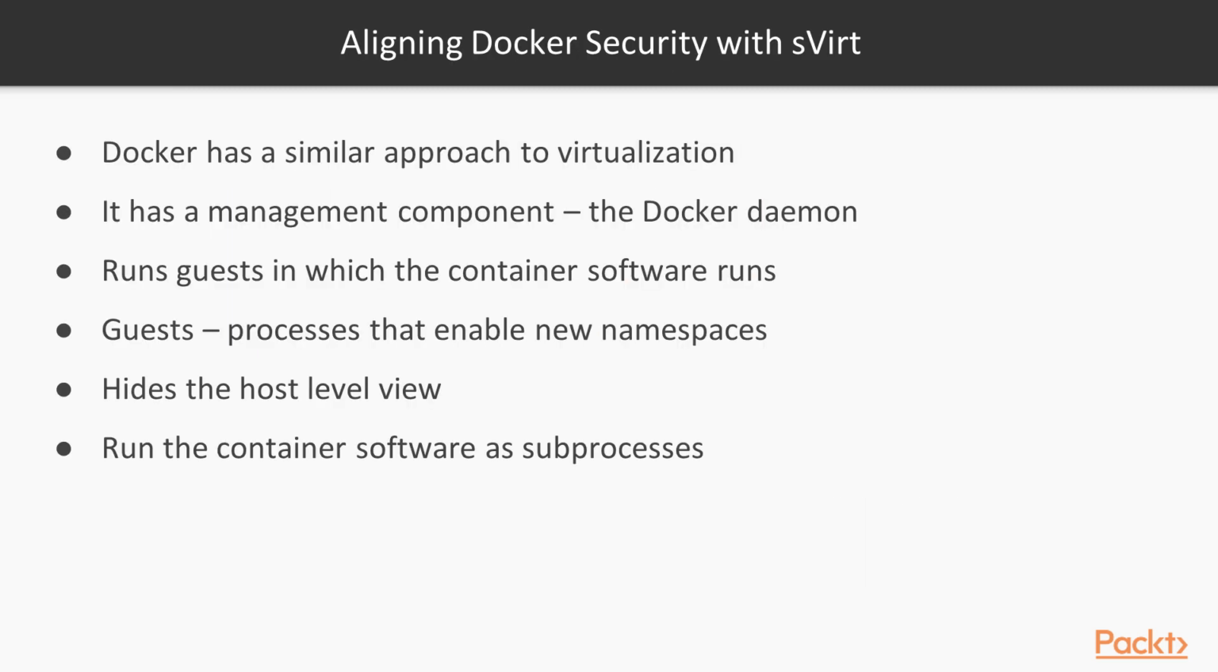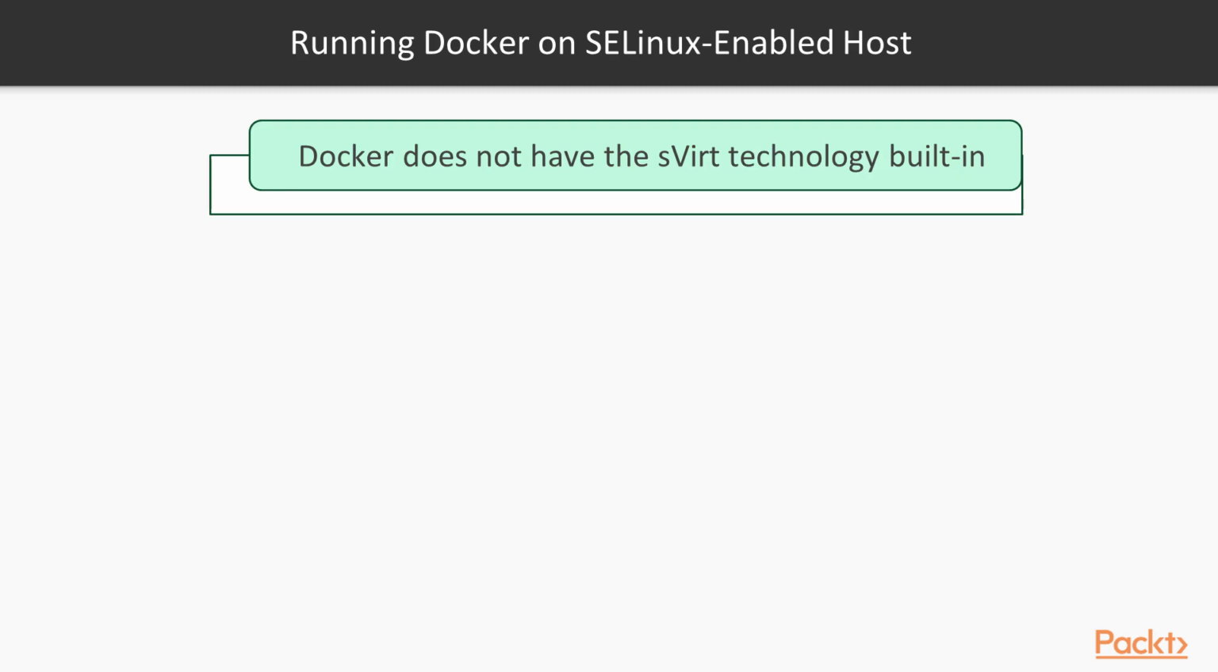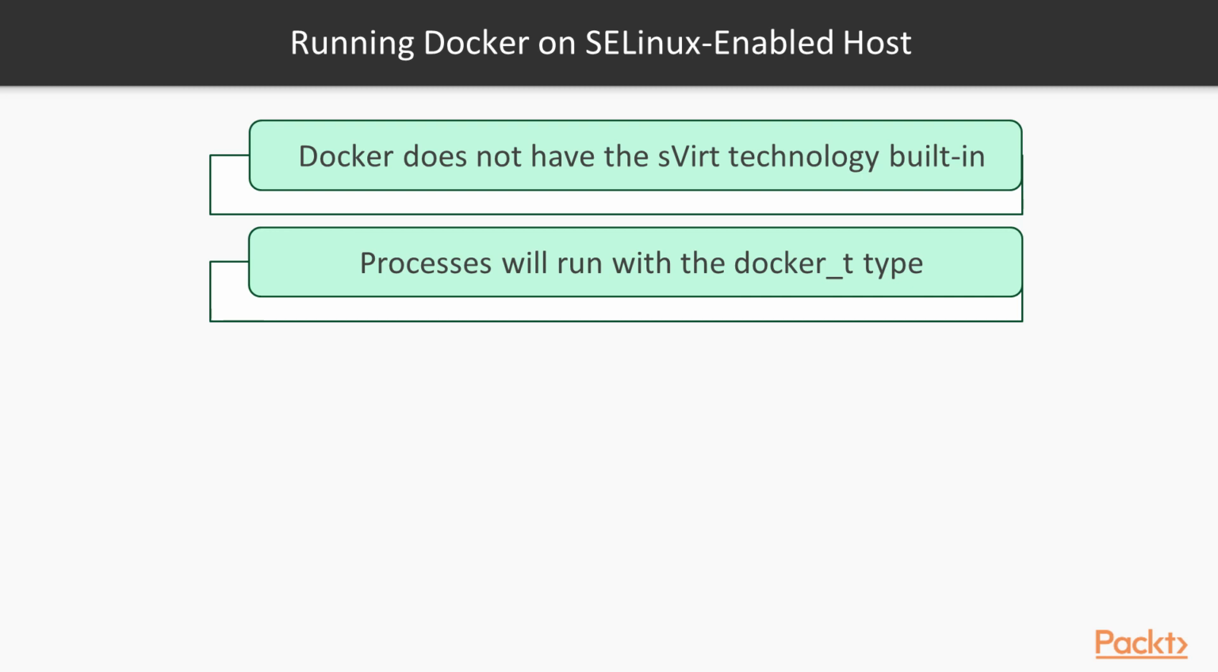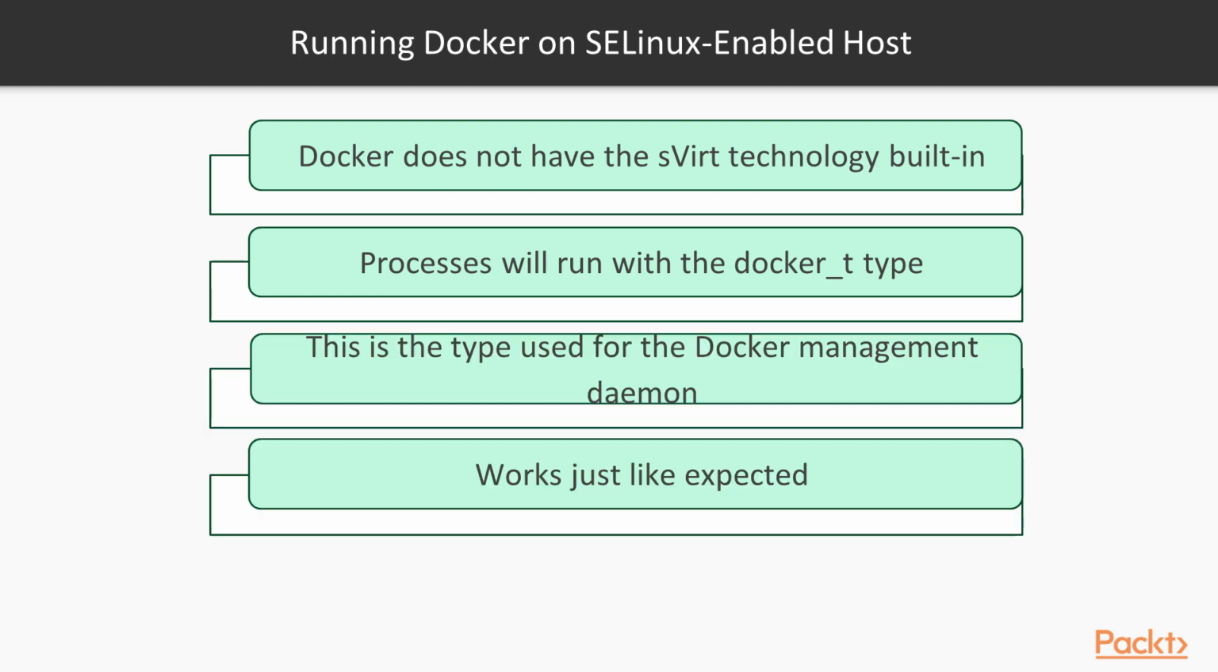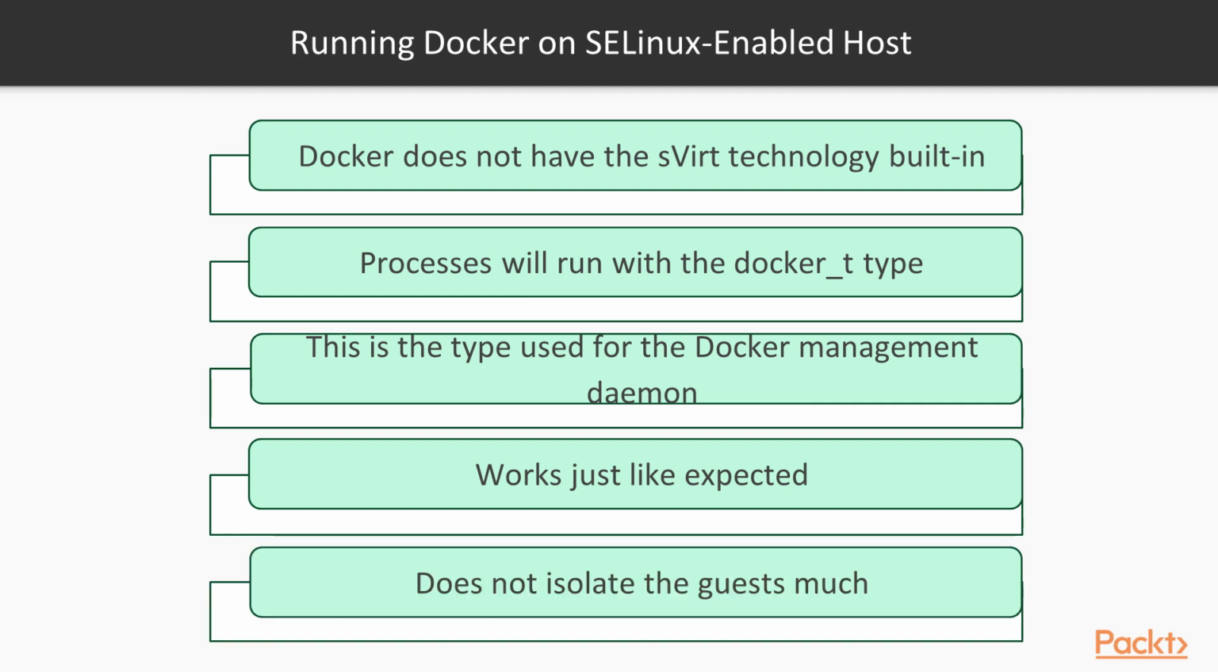Docker has a similar approach to virtualization as most other hypervisor-like solutions. It has a management component, the Docker daemon, and runs guests in which the container software runs. The guests here are processes that enable new namespaces, hiding the host-level view of files, processes, users, and so on, and run the container software as sub-processes. By default, Docker does not have the SVirt technology built in. This means that when running Docker on an SELinux-enabled host, the processes that act as the containers will run with the Docker T-type, the type used for the Docker management daemon. And often, this works just as expected, but does not isolate the guests much.